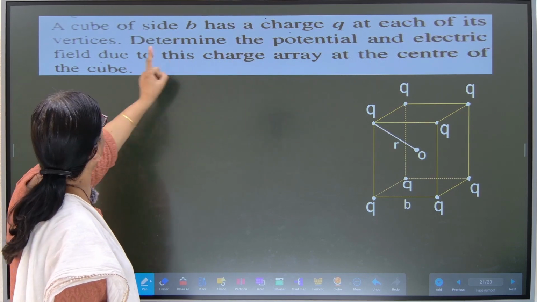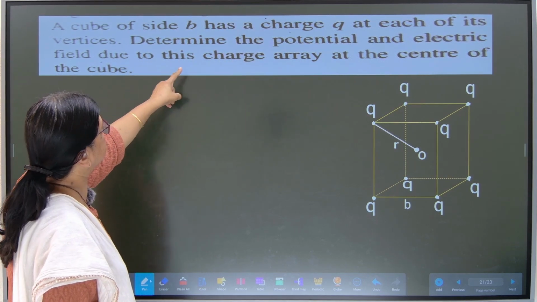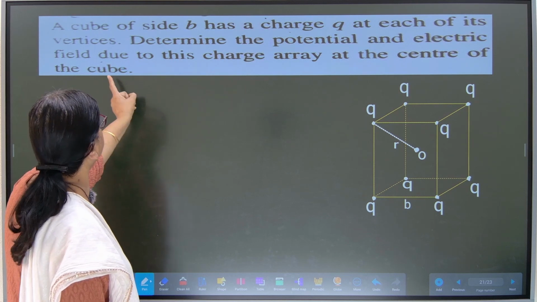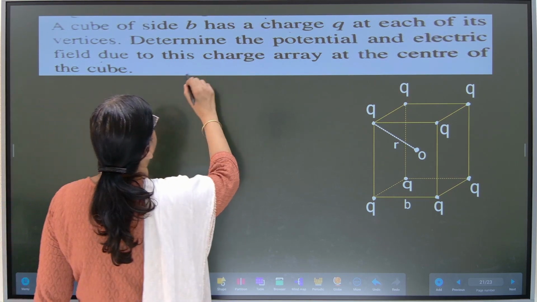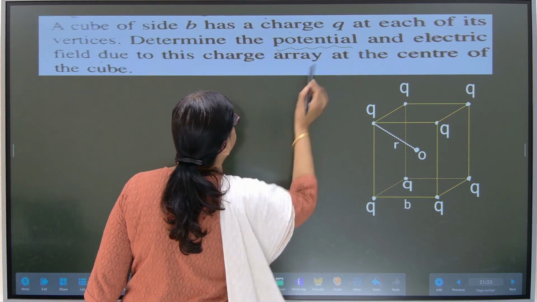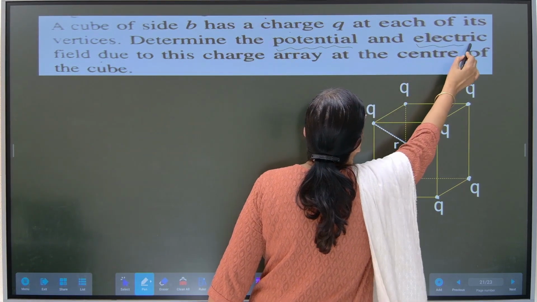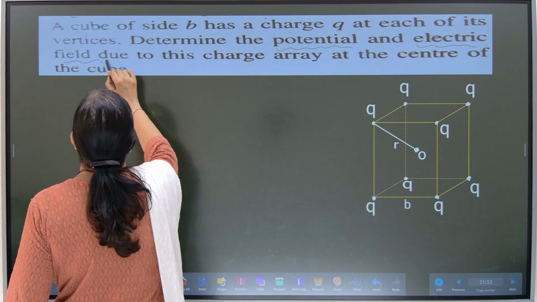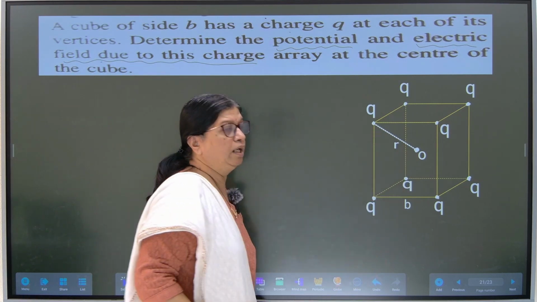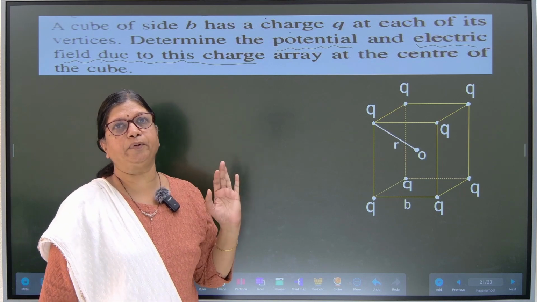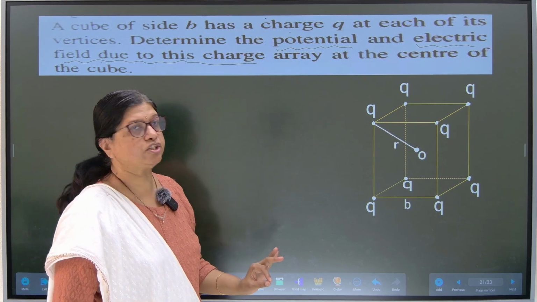Determine the potential and the electric field due to this charge array at the center of the cube. Now there are two parts in this particular question. Determine the potential and then determine the electric field due to this charge at the center of the cube. This is the center of the cube. So now first let us talk about the potential.